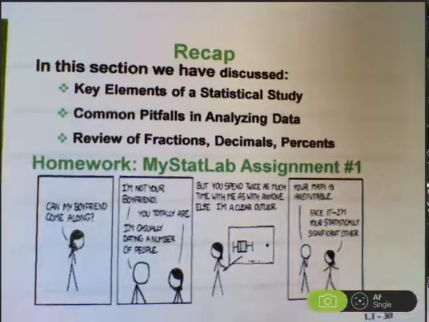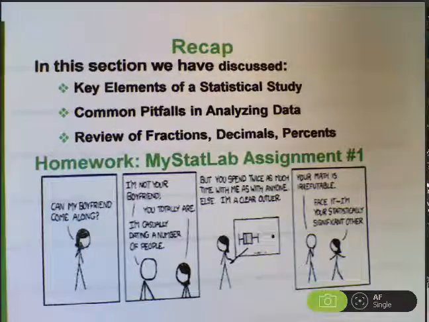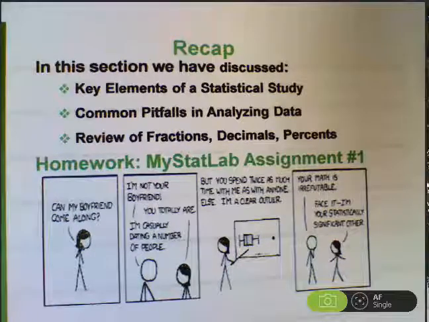All right, just to recap what we've talked about in these two sections, we've talked about key elements of a statistical study. The study has to be set up correctly or all bets are off and your data is worthless and your conclusions are invalid. We've talked about common pitfalls in analyzing data, such as just because there is a relationship between two variables, we can't assume that one is causing the other. We've talked about loaded questions and other very common mistakes made when analyzing data. And then we've had a brief review of fractions, decimals, and percents.